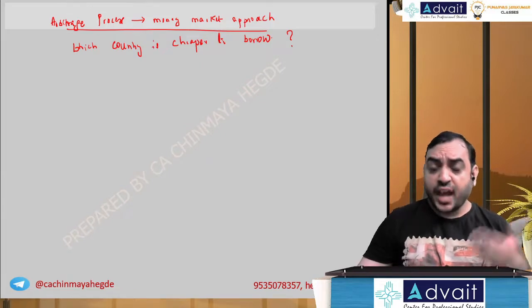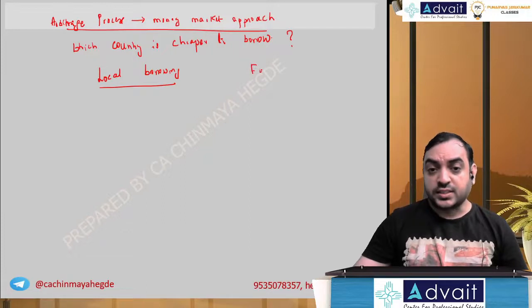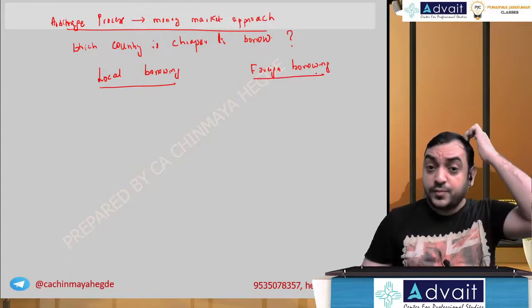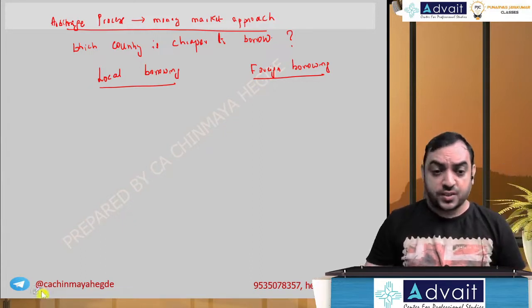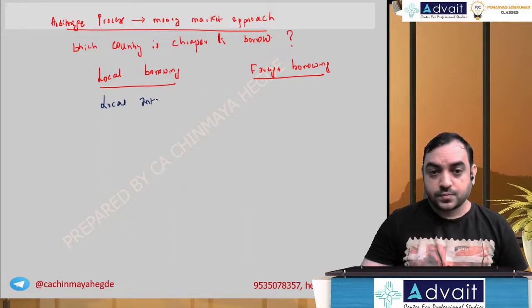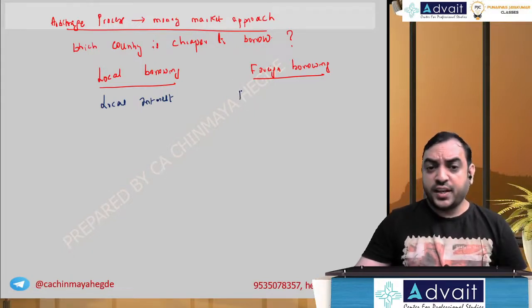Okay, so if I have to understand when to take local borrowing versus foreign borrowing, let's say local borrowing versus foreign borrowing. If local borrowing, what is your cost of interest? What is your cost of borrowing? Interest rates, local interest rate. What if it's foreign borrowing? What is your cost of borrowing? Foreign interest.